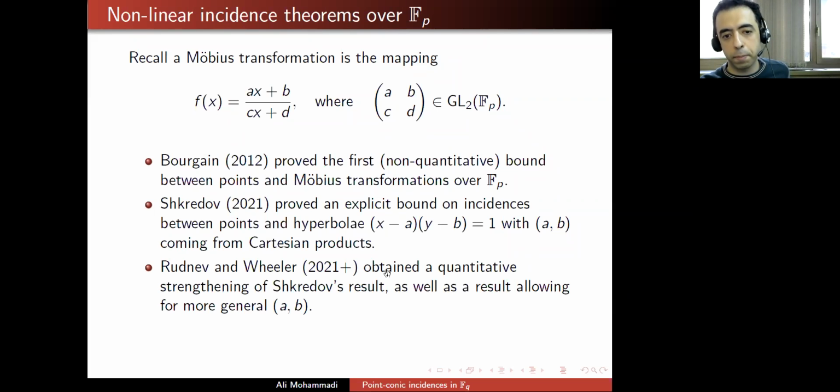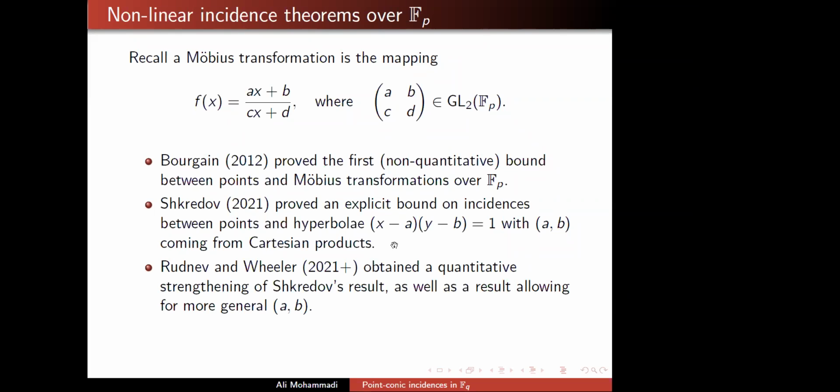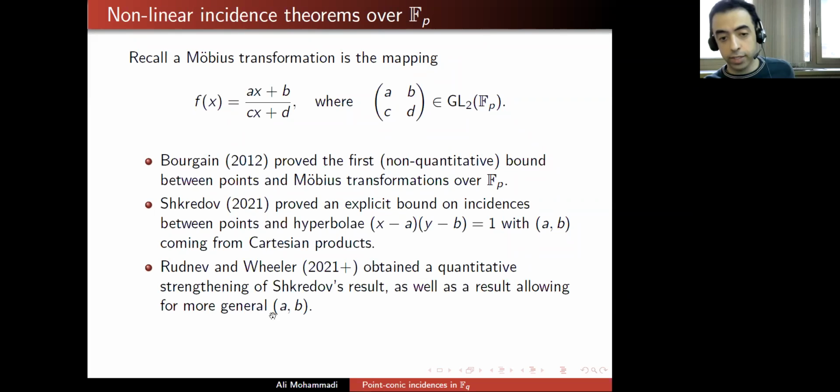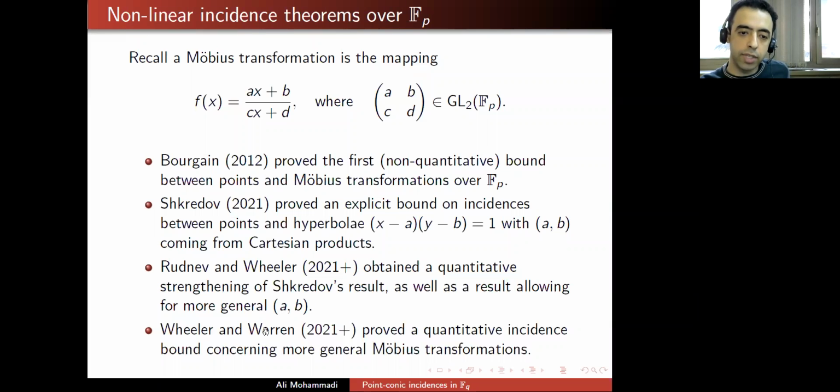Rudnev and Wheeler, first of all, obtained a quantitative improvement. Secondly, they proved a different bound, allowing A and B to come from more general sets. This is just from a few months ago. And actually, the ideas here very much are the root of our project. And also, right after it, Wheeler and Warren, being one of the co-authors of our paper, proved a quantitative incidence bound for Mobius transformations. So this time 3 parameter curves. So up to Rudnev and Wheeler, it was just 2 parameter curves, just A and B, say.